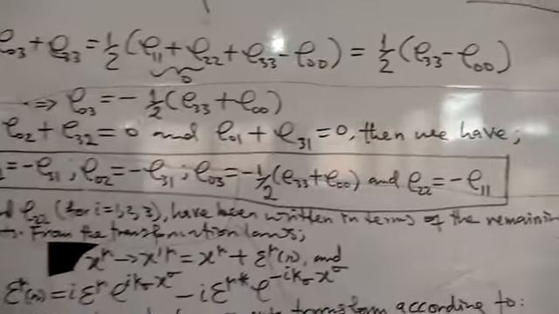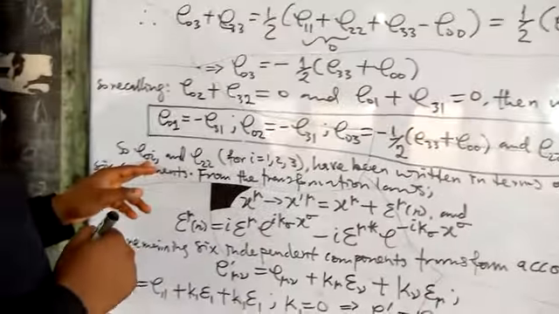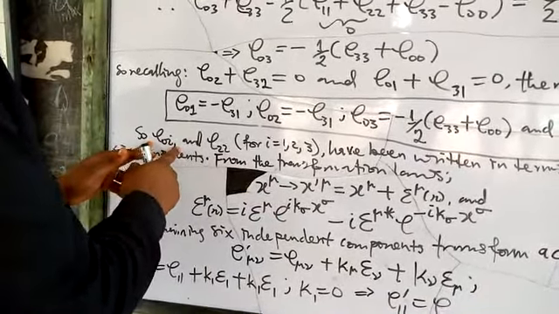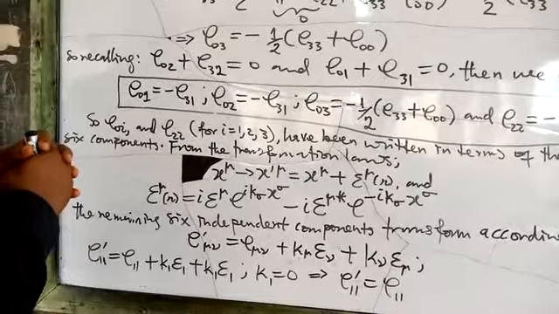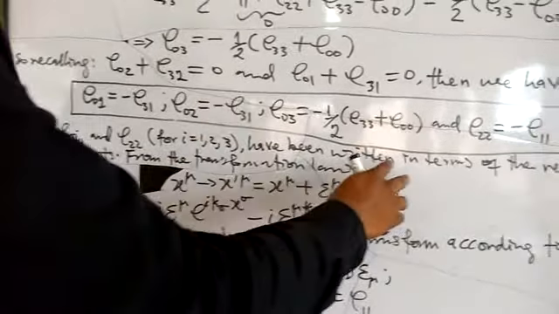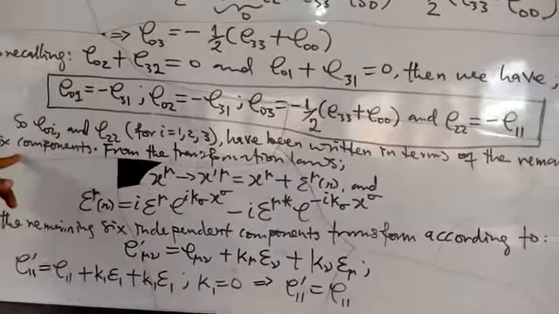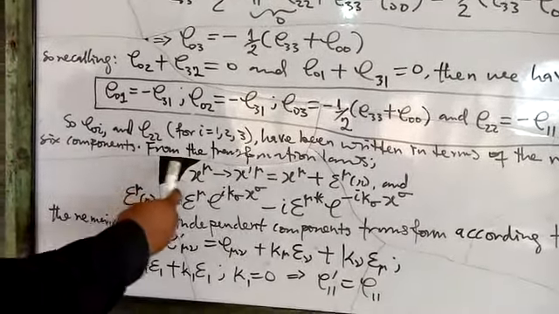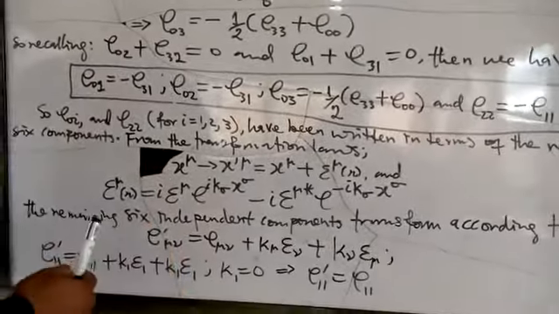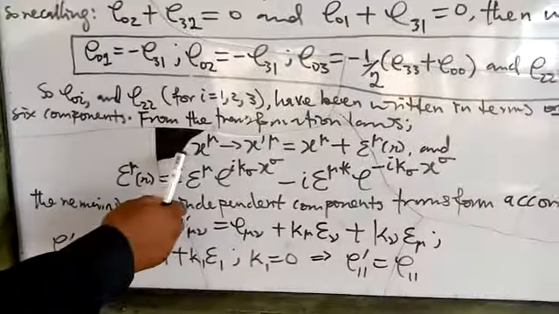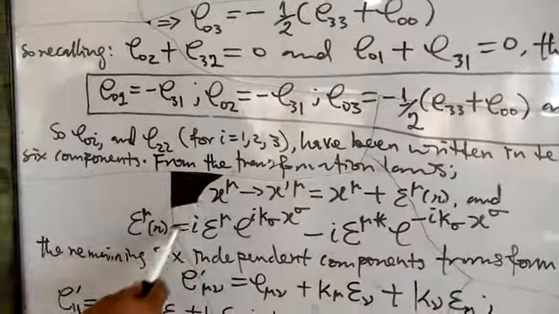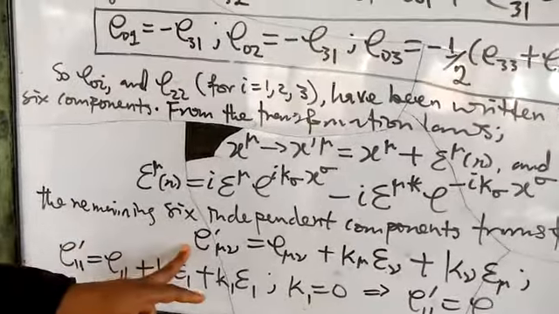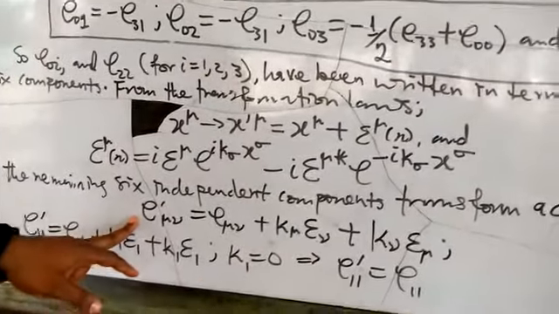Now you can see that we have been able to write E sub 0i, the i there representing 1, 2, 3, and so we have 3 components here, and 1 E sub 2,2, and that's 4 components. We have been able to write these 4 components in terms of the remaining 6 components of the polarization tensor. And so from these transformations, the ones that we talked about in detail in our last presentation, you can see that the remaining 6 independent components transform according to this, which again we mentioned in the last presentation.